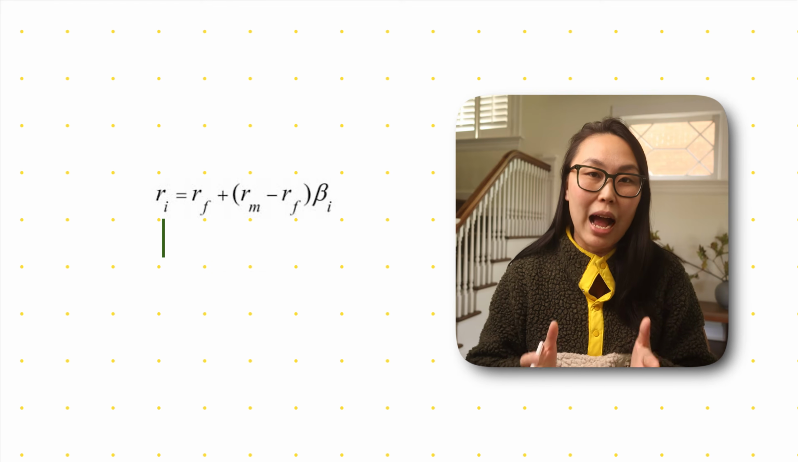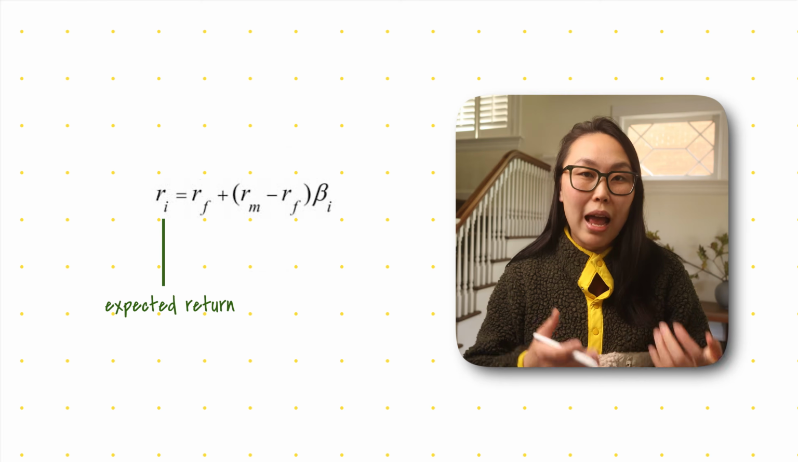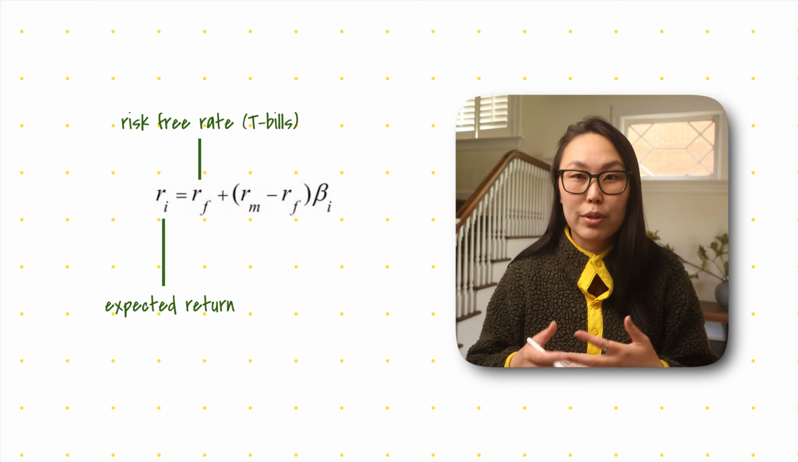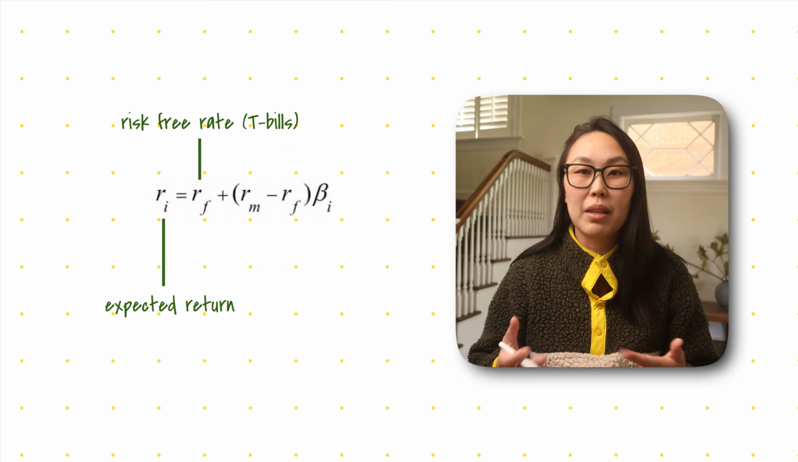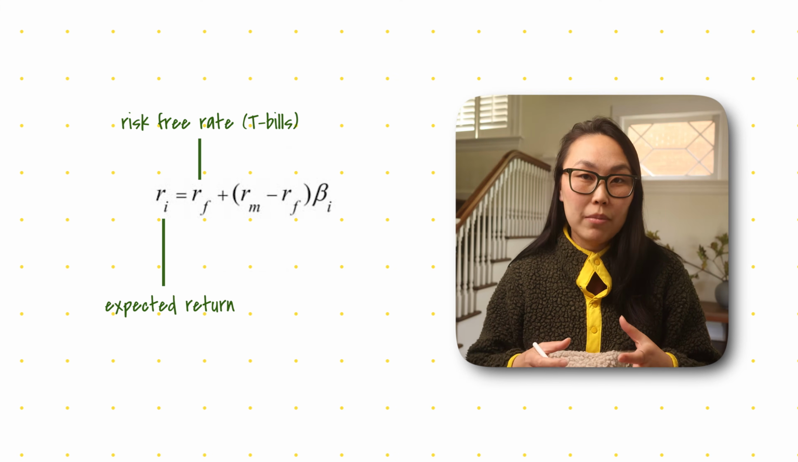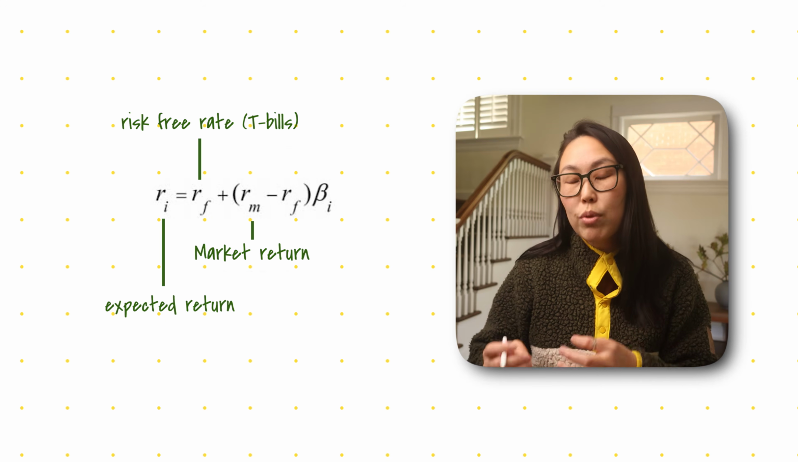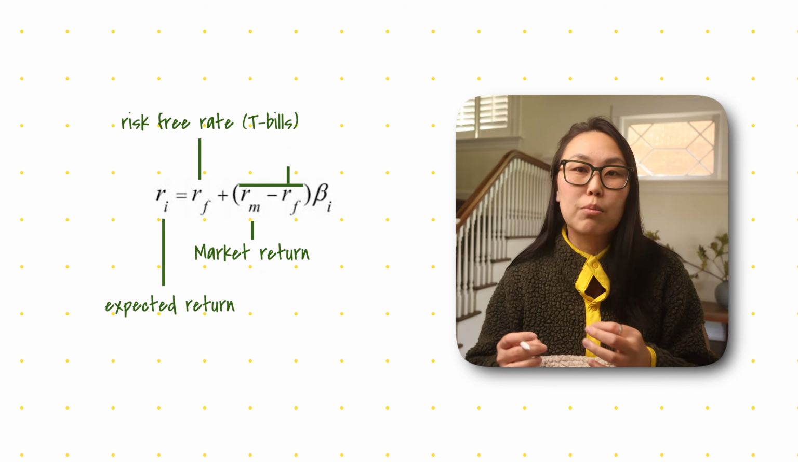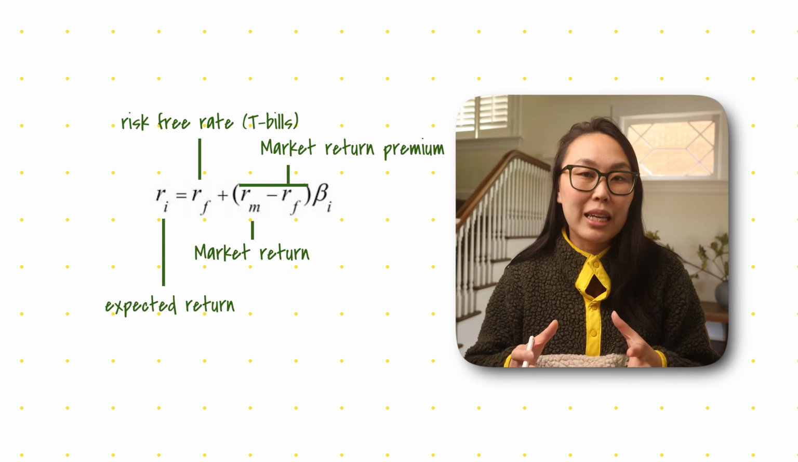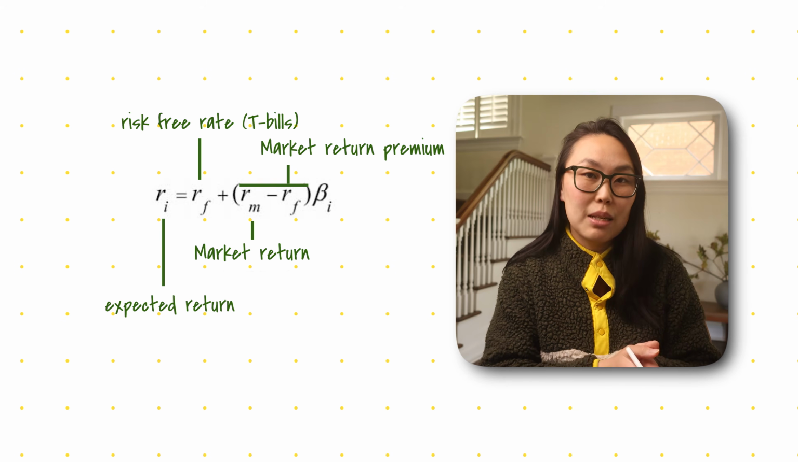So what we've got is R_i, the expected return of asset i, is equal to R_f, the risk-free rate. This is the return an investor would earn on something like Treasury bills, plus the difference between R_m, the expected market return, and the risk-free rate. This is called the market risk premium or market return premium. That's how much I'm getting compensated for taking the risk on the market rather than being safely in T-bills.